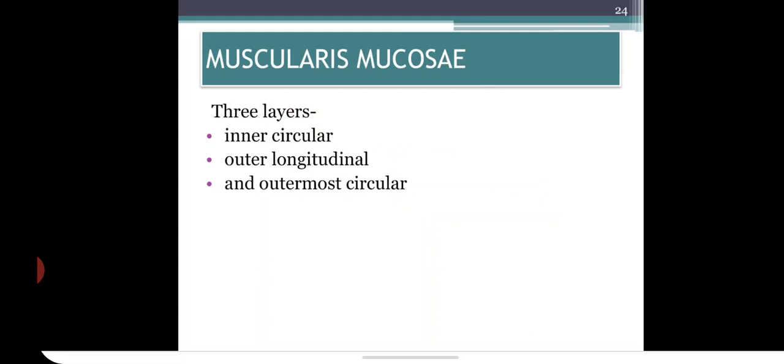So we have finished the mucosa. In the mucosa, epithelium and lamina propria we have finished. Third layer of the mucosa is muscularis mucosae. It contains three layers: inner circular, outer longitudinal, and outermost circular. So again, this is the differentiating feature of the stomach from the other parts of the GIT.